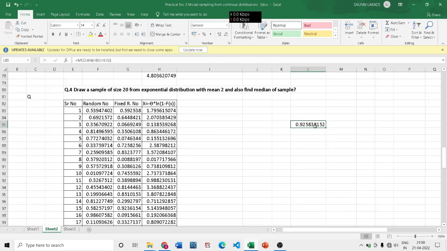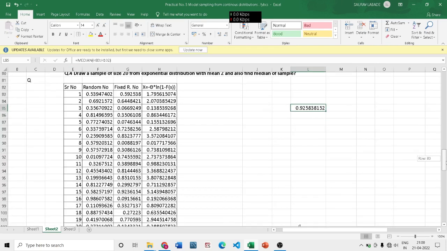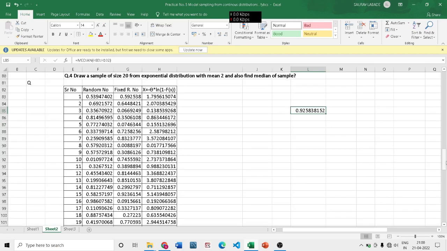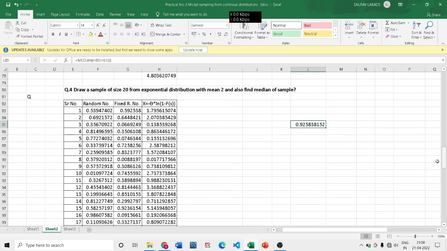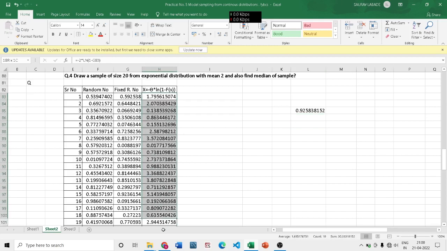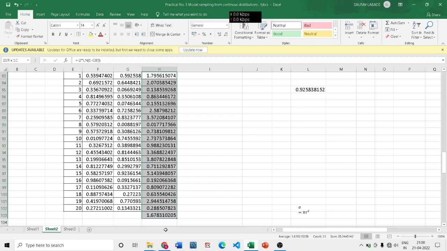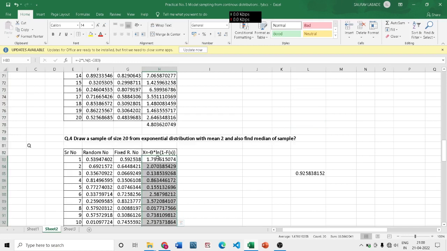Now we will try to use the formula of the median. What is the median in this case? It is nothing but the middlemost observation. Okay, the median is the middlemost observation. So for that purpose, firstly we have to arrange these observations in ascending order, right? So what I will do, firstly I will copy all these random samples.